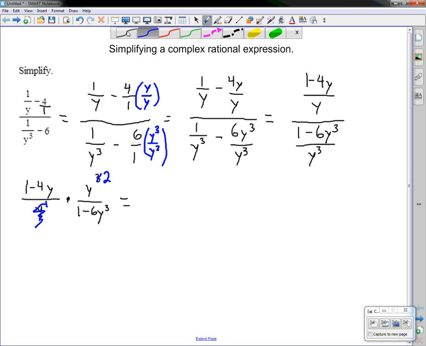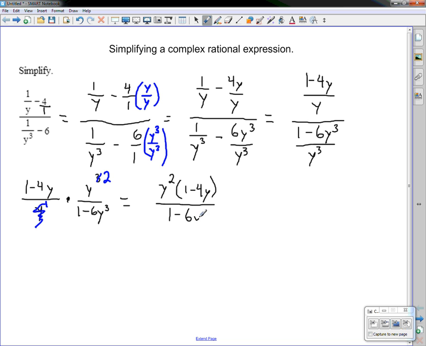So I'm going to multiply these together. Put the y squared out front that we're left with here. And we have the 1 minus 4y. And the denominator, we're just left with the 1 minus 6y cubed. So we've simplified the complex rational expression, and we're ready to go ahead and put this into Math Excel.